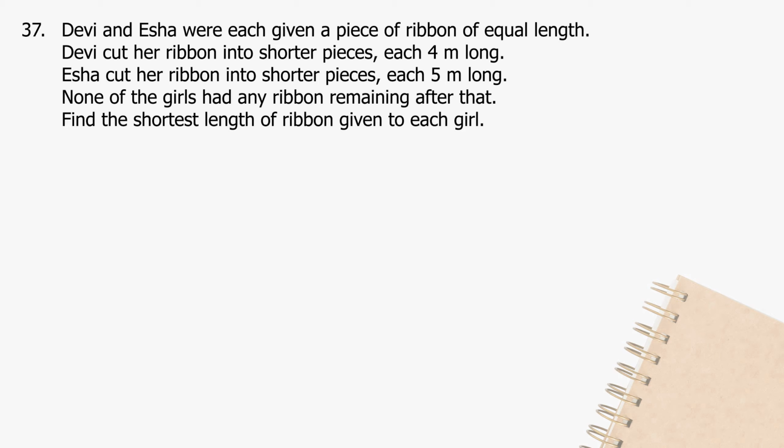Question 37. Devi and Esha were each given a piece of ribbon of equal length. Devi cut her ribbon into shorter pieces, each 4 meters long. Esha cut her ribbon into shorter pieces, each 5 meters long. None of the girls had any ribbon remaining after that. Find the shortest length of ribbon given to each girl.